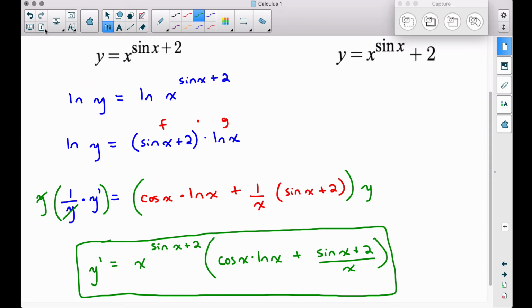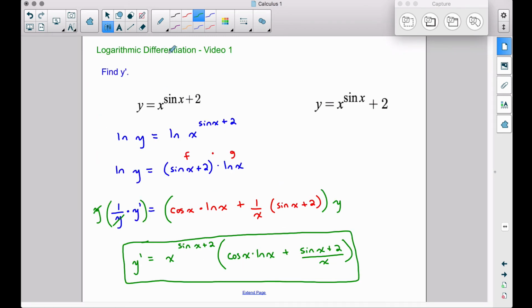And using logarithmic differentiation is going to be one of those important tools to put in your toolbox for computing derivatives. And in the second video coming soon, we will look at this one, and we will see that the derivative of this is going to be very different than what we have over here. And that's it for this video.